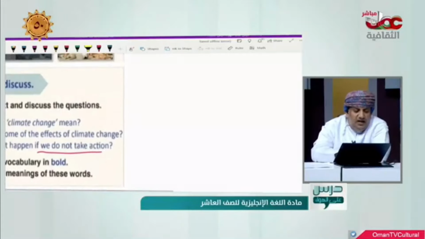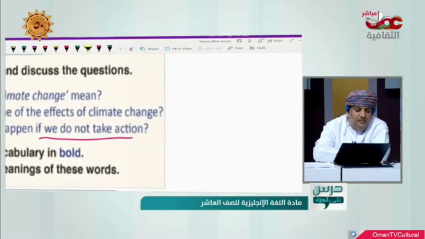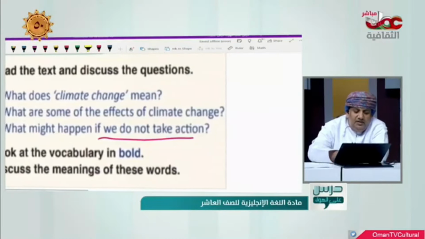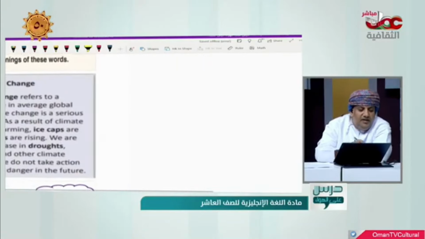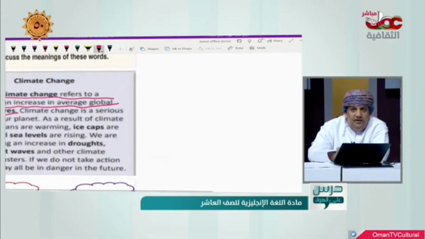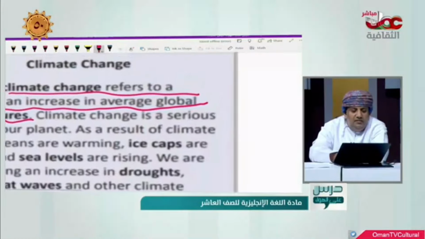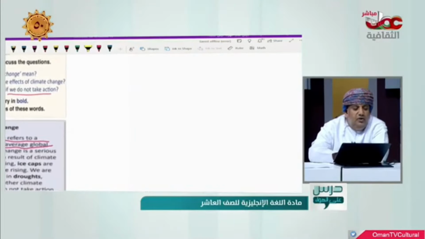So let's answer question number 1. What does climate change mean? I think it's on the first two lines. The term climate change refers to a change or increase in average global temperatures. So this is the answer for question number 1.